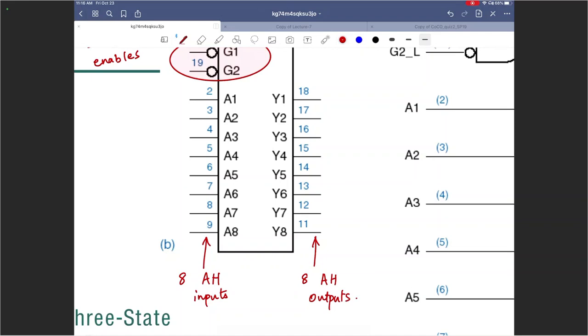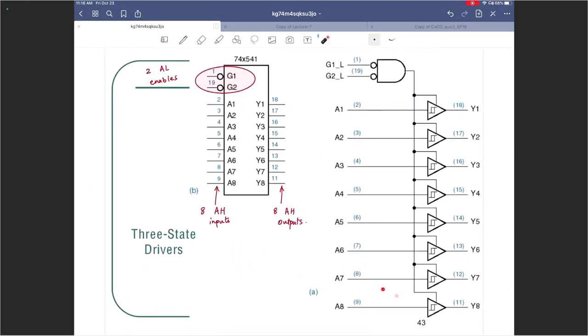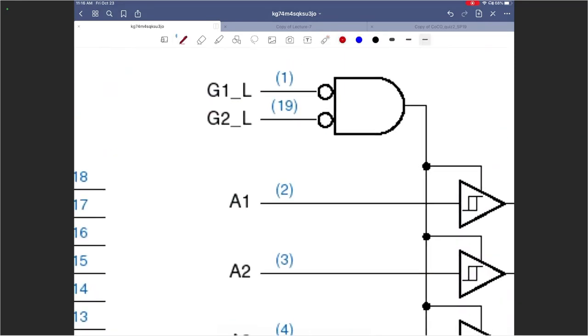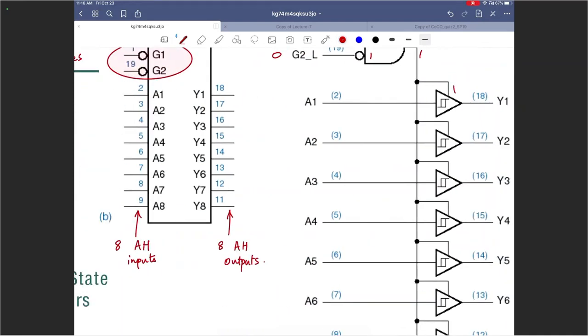So let us take a look at the design. This is what is inside the chip. All of this is inside the chip. I want it to be enabled. So if I want it to be enabled, I would want this to be 0 here and 0 here. If both enable inputs are 0 and 0, that will make it 1 and 1 here, and that will make it 1 here. And that particular one is actually connected to the enable input of all these buffers.